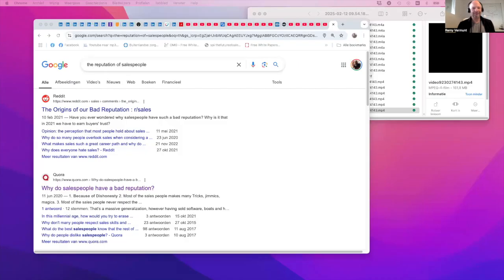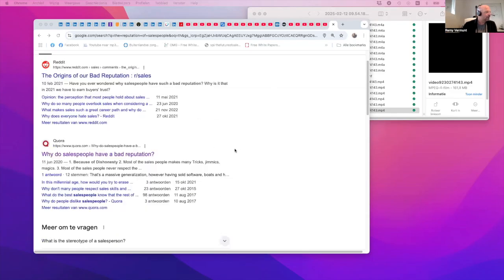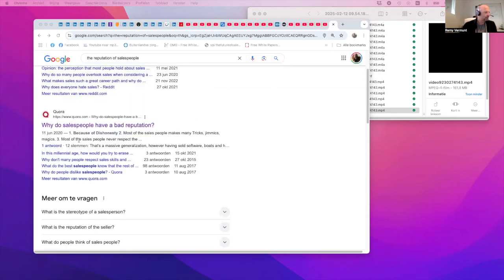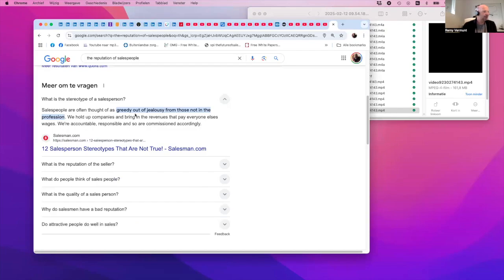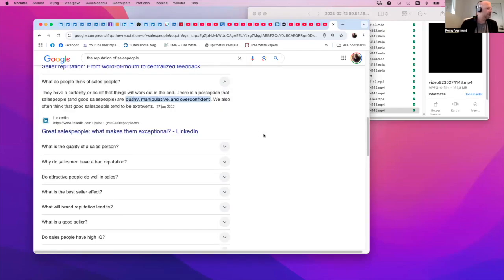Here we go. I just typed in here the reputation of salespeople. I was not biasing it. I didn't type the bad reputation of salespeople, just the reputation of salespeople. Immediately we get here in Reddit the origins of our bad reputation. Quora, okay. Why do salespeople have a bad reputation? What is the stereotype? Greedy, jealous. What do people think of salespeople?